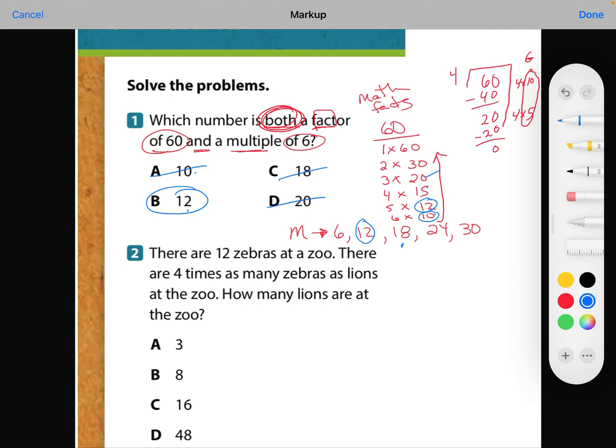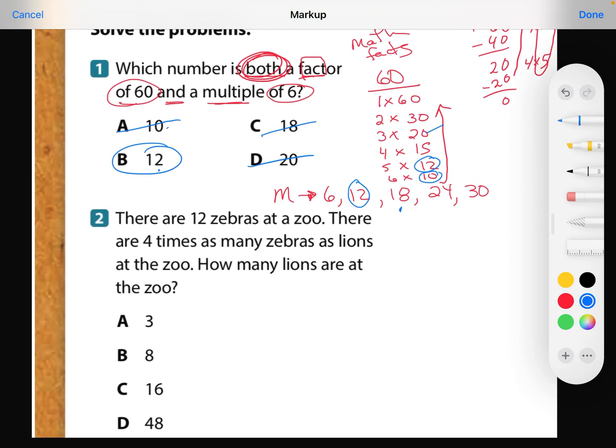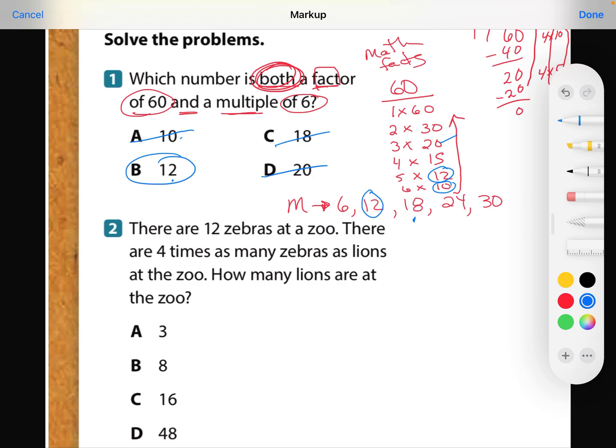Okay, so a number that is both a factor of 60 and a multiple of 6 is going to be 12. Make sure you come with work. Just an answer is not going to get the job done. You'll have to redo it. Number 2, get ready to annotate. Pause if you need to so you can try it first.